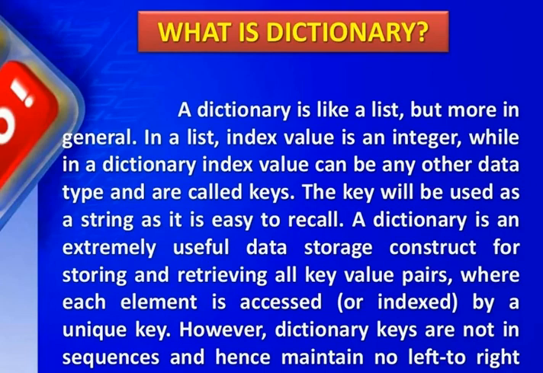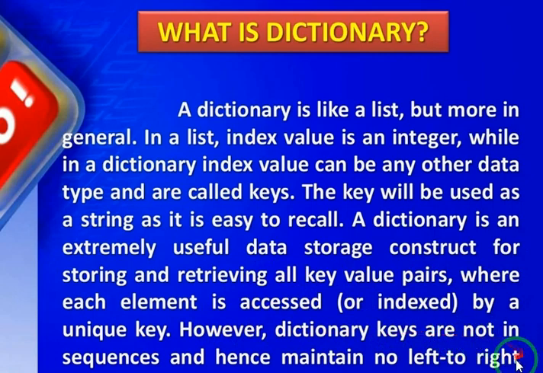We will be going over the chapter of Class 11 CBSE Python Dictionary. What is a dictionary? It is just like a list, where the index value is an integer in the case of a list, but in a dictionary, the index value can be other data types and are called keys. The keys are usually strings as it is easy to recall, and it is a useful data storage when we want to store and retrieve key pair values, where each element is accessed by a unique key.